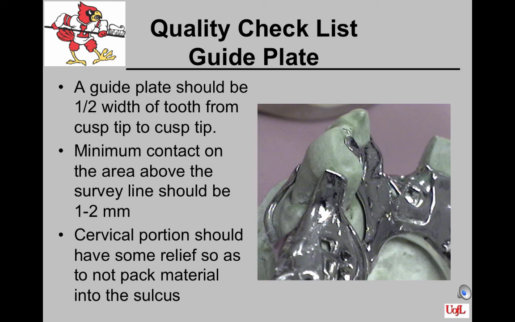A guiding plate should be half the width of the tooth from cusp tip to cusp tip. The minimum contact on the support area of the tooth above the survey line should be 1 to 2 millimeters. The cervical portion should have some relief so as not to pack material into the sulcus. On the extension base type of partial, where the bar clasp is used, it should extend lingually to a position past the height of contour buccal lingually in order to aid in reciprocation.